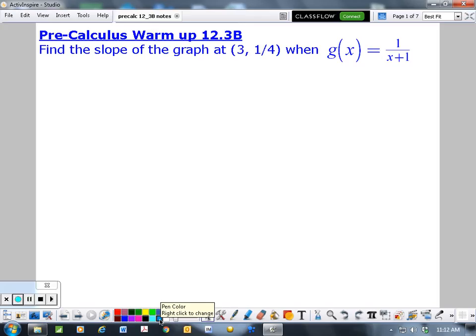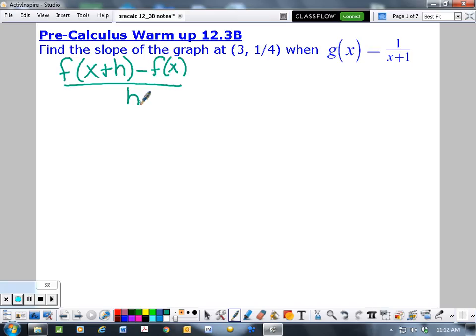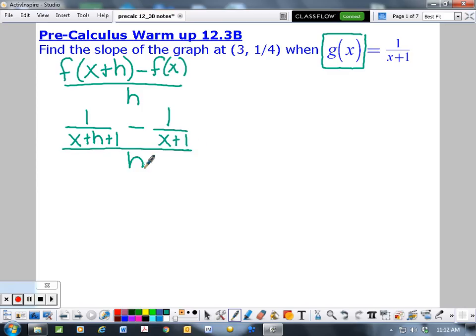So we use the formula f at x plus h minus f at x, all over h. Really we use f for the function, and our function today is going to be g, so we're going to use g of x. The first thing we do is plug into the x spot x plus h. So this will be 1 over x plus h plus 1, minus the original function 1 over x plus 1. And then the whole thing is going to be over h. This is what we're going to use to find the equation of the slope.